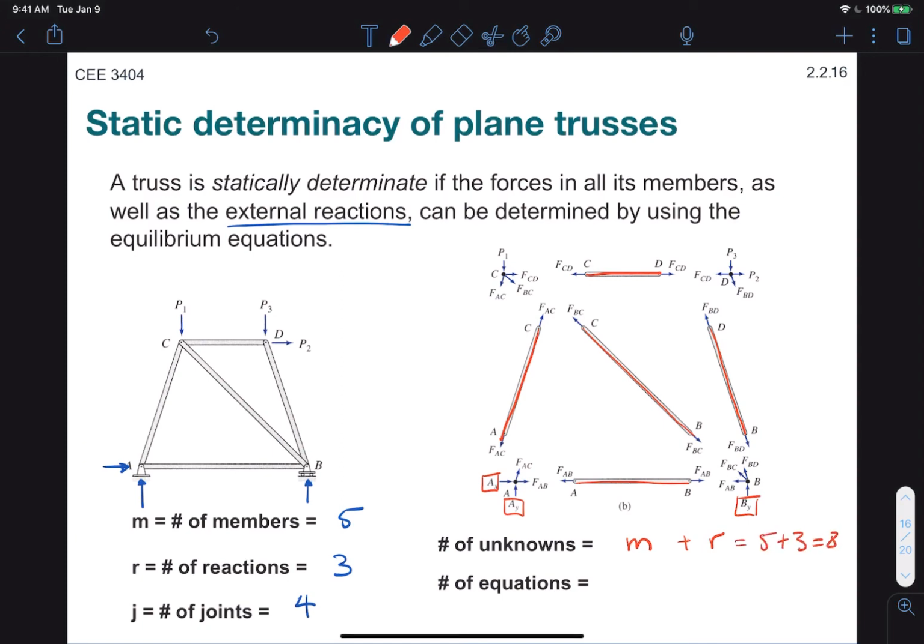equal to 8. And our number of equations available are the equilibrium equations per joint. And how many equilibrium equations per joint do we have? Well, because joints cannot support moments, we have only balance of forces. So we have 2 equilibrium equations per joint. So 2J, or in this case, 8. So this is indeed a statically determinate truss because we have an equal number of unknowns and of equations.